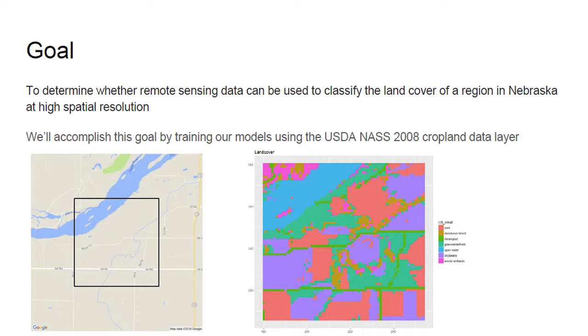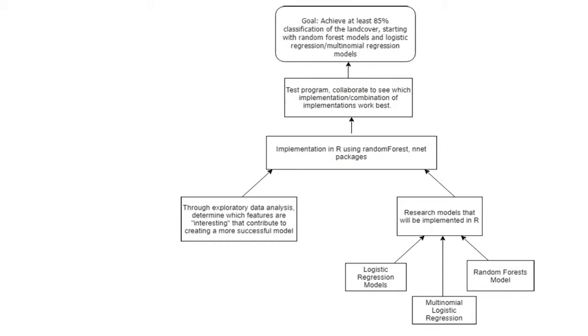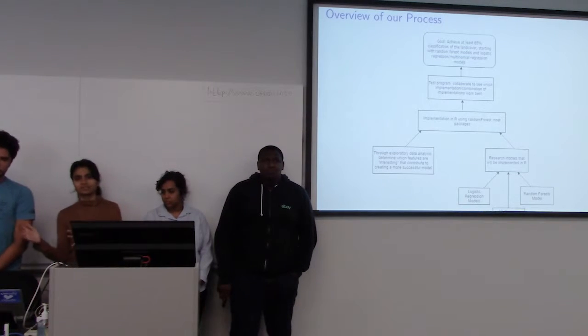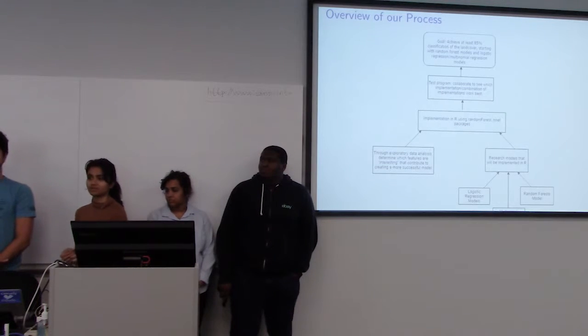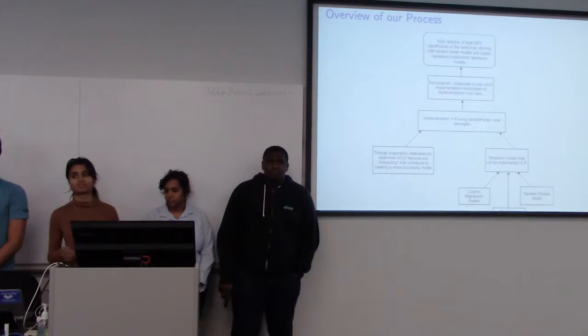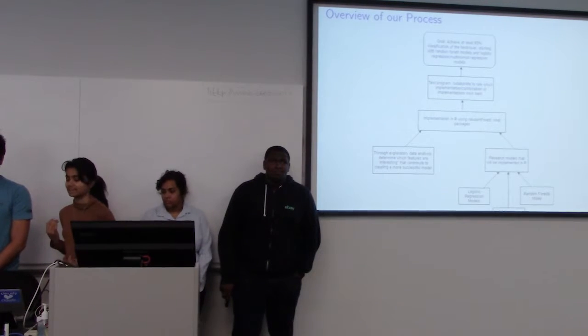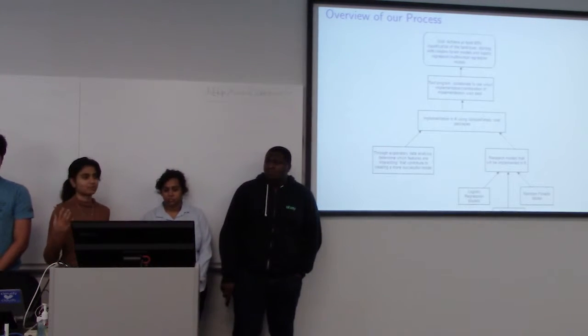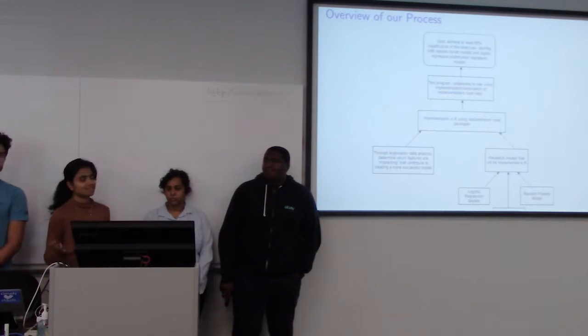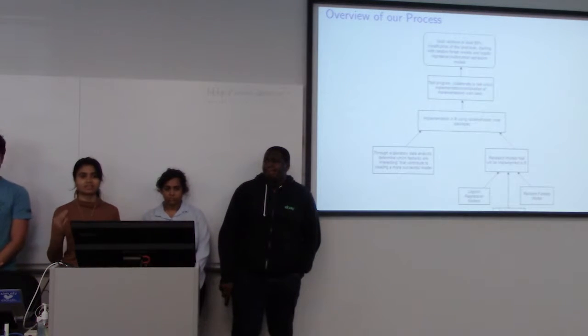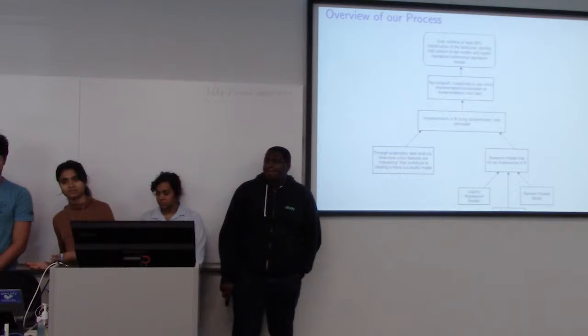So our plan for the week was to start with exploratory data analysis. So we looked at the EVI values for different parts of the region, and also for each specific type of vegetation that was in the data. And in parallel with that, we also researched different models that we could use, such as logistic regression models, multinomial regression models, and random forest models. We did that at the same time, and then we came up with a list of features that we could implement into the models together.